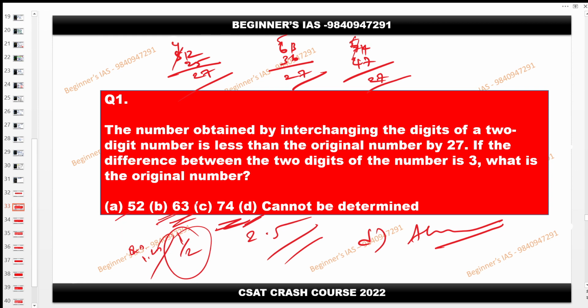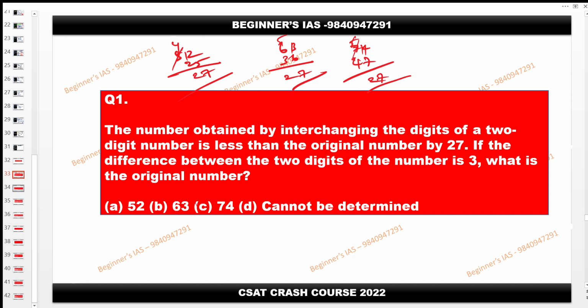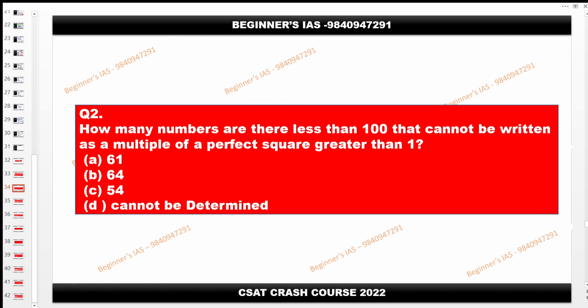Hope everyone is getting the point. Clear? Okay, now listen carefully. Simple question. Whatever I have discussed so far in that 10 minutes, that concept applies here. How many numbers are there less than 100? The previous question was less than 87. Here the question is dealing with less than 100, that cannot be written as a multiple of a perfect square number greater than 1.